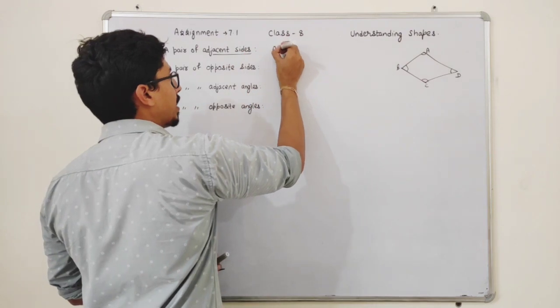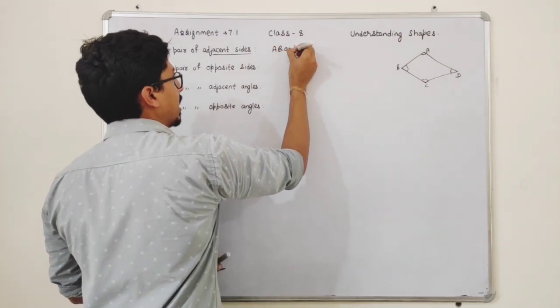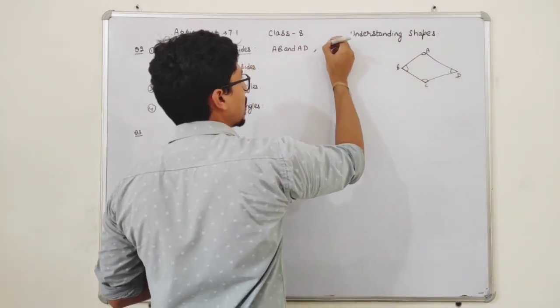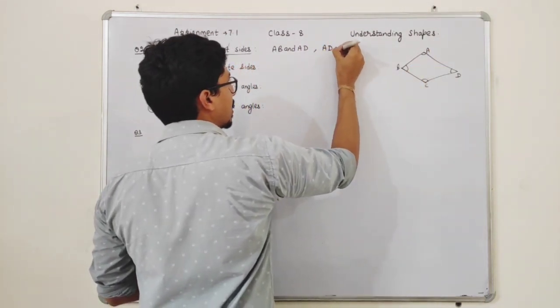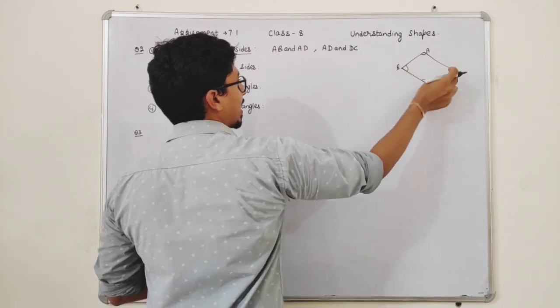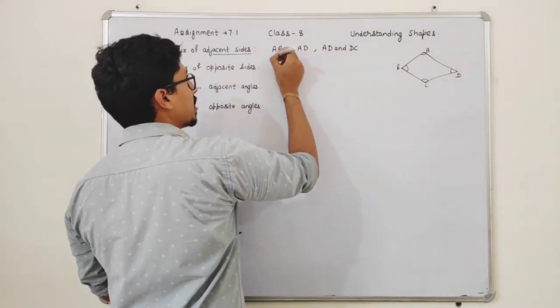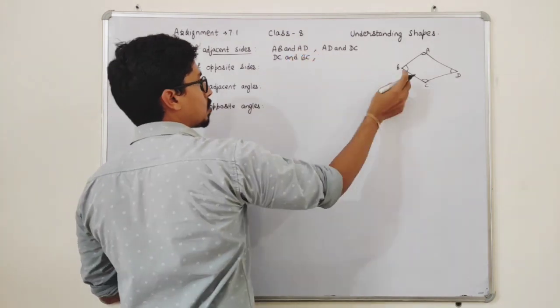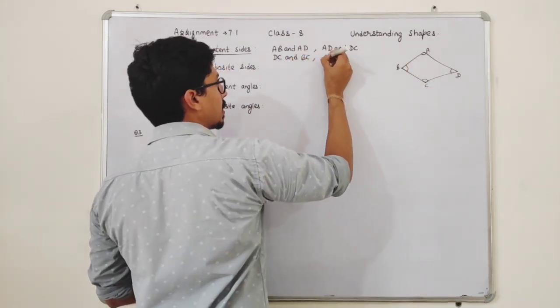So AB and AD. The next will be AD and BC. Next will be DC and BC. Next will be AB and BC.